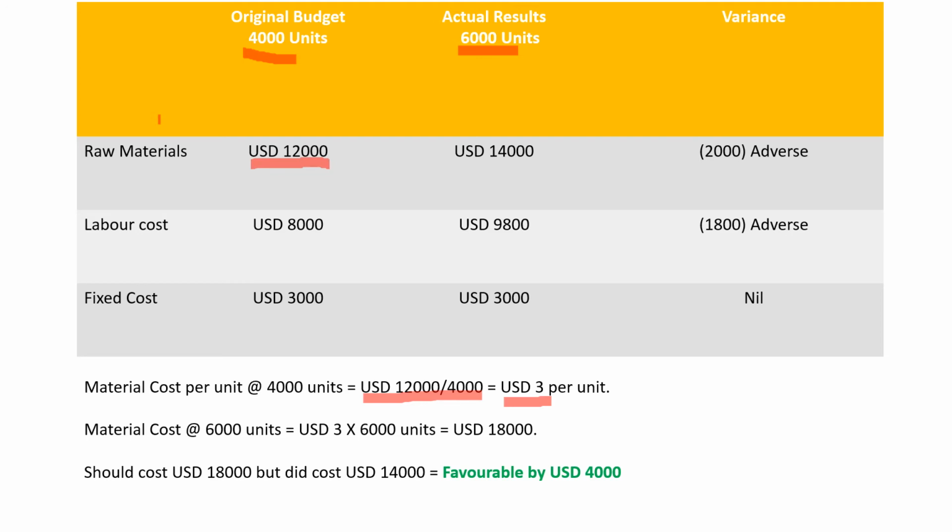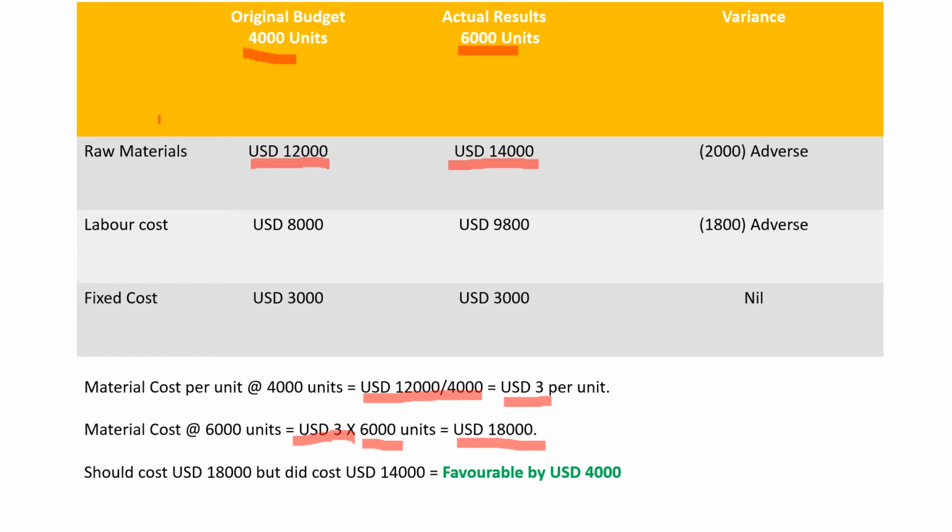Now, from this information, we can calculate what the cost of raw materials should be by applying it to the actual results of 6,000 units. We know material costs should be $3 per unit. We multiply by 6,000 units and we have an answer of $18,000, which means it should cost $18,000 when it comes to material cost. But hang on a sec, what did we find out? We found out that the actual material cost was $14,000. So, was this really bad for the company? Let's have a look further.